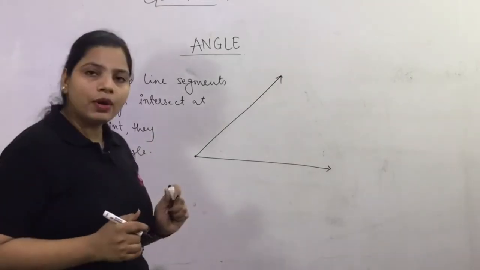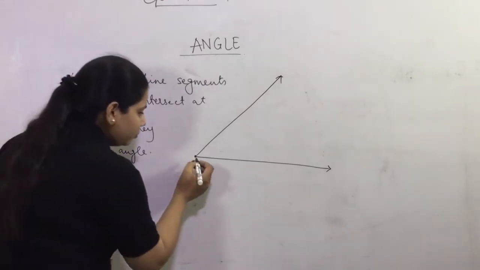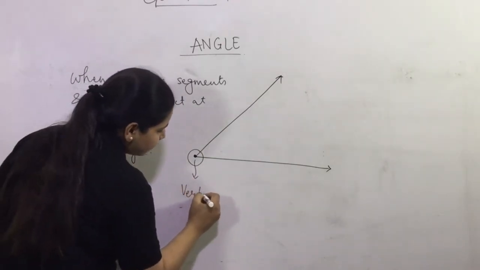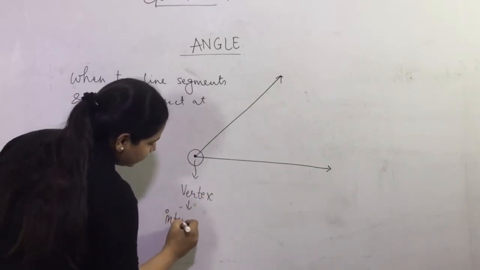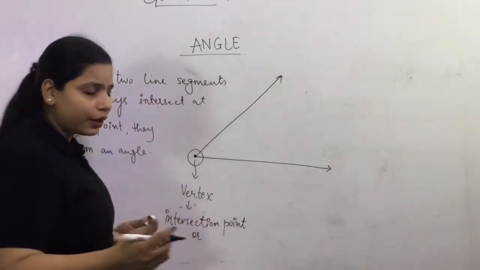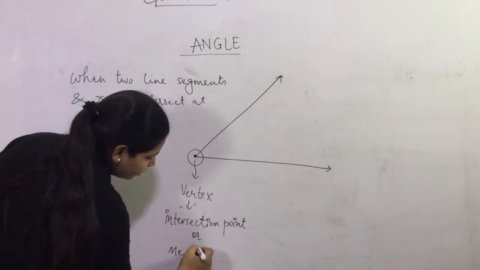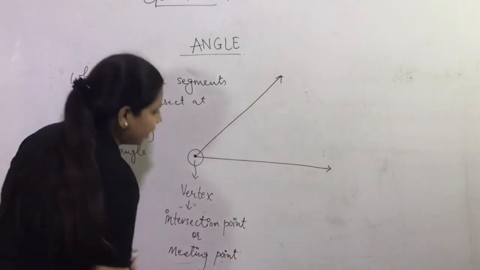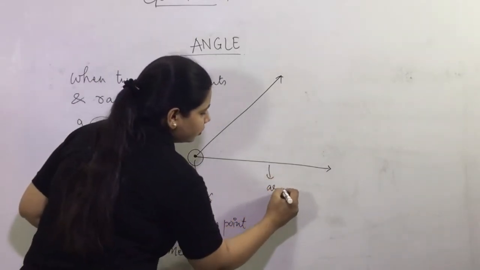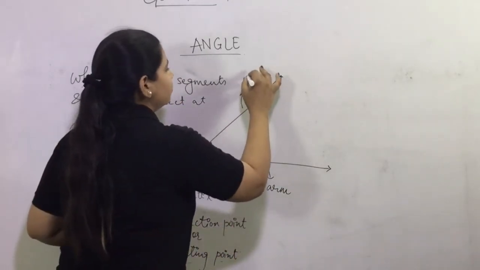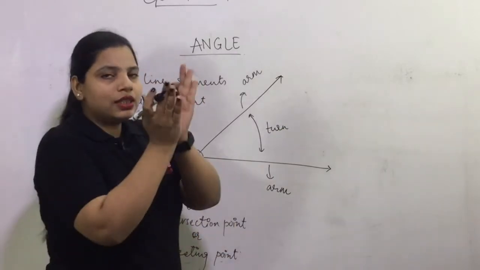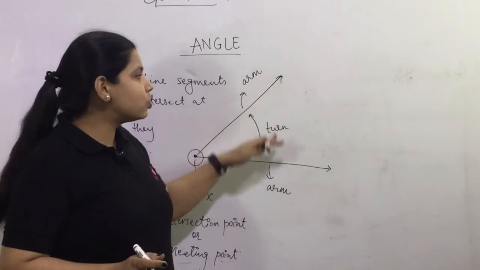Okay? Now, if we talk about an angle, the point at which the arms intersect is called the vertex. Vertex is an intersection point, or in simpler language, a meeting point. Now we can see two rays. These two rays are called the arms of an angle. This is arm 1 and this is arm 2. And this opening is called the turn.